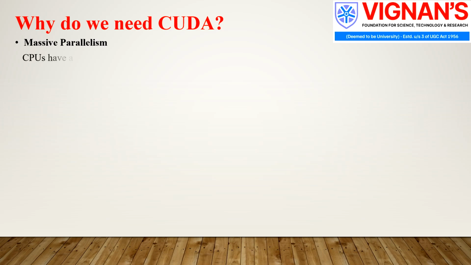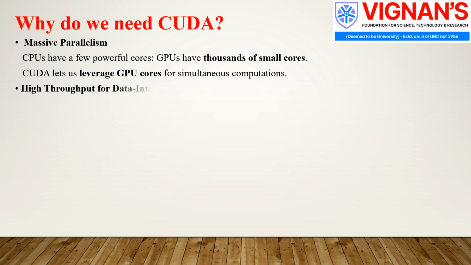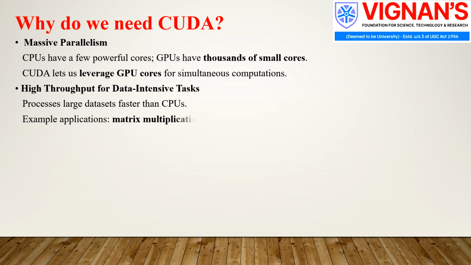Why do we need CUDA? First, massive parallelism. While CPUs have only a few powerful cores, GPUs contain thousands of smaller cores. CUDA allows us to use these GPU cores to perform many computations at the same time. Second, high throughput for data-intensive tasks. CUDA processes large datasets much faster than traditional CPUs. It is widely used in applications such as matrix multiplication, artificial intelligence training, and video processing.